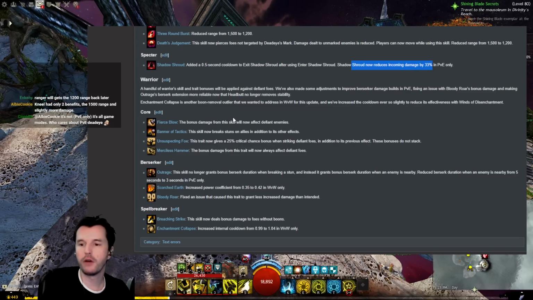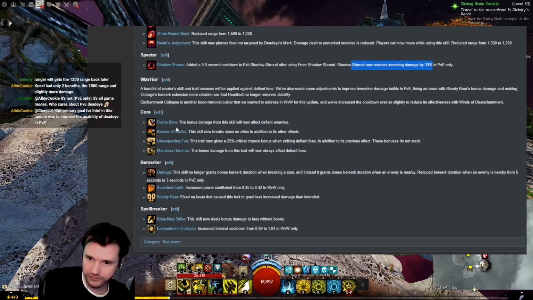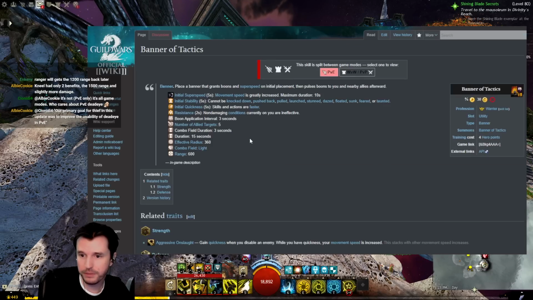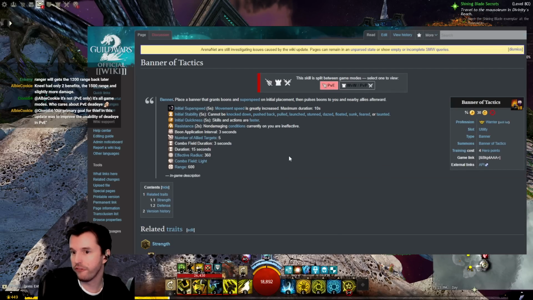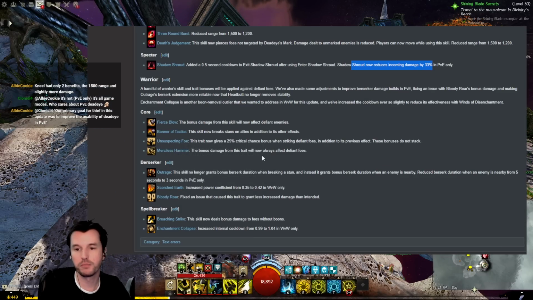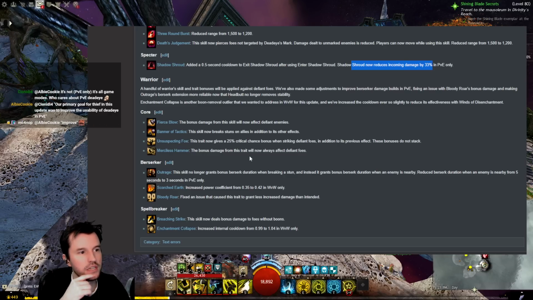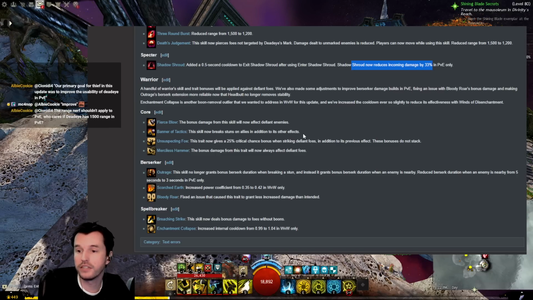Banner of Tactics will now break stuns on allies in addition to other effects. That's actually pretty cool. I do love me an AoE stun break. It feels pretty amazing when I play Ranger if I'm using Protect Me, or if I was on a Guardian using something like Standard Ground, and you see your whole team get locked down by a Necro Staff 5 or something. It just fears all of you, or a Reaper does their freeze on all of you, and you hit one key and stun break the whole team. Feels amazing, as Shy Pash would say. So this is cool. I do like me an AoE stun break. We'll see if this sees much action, though.